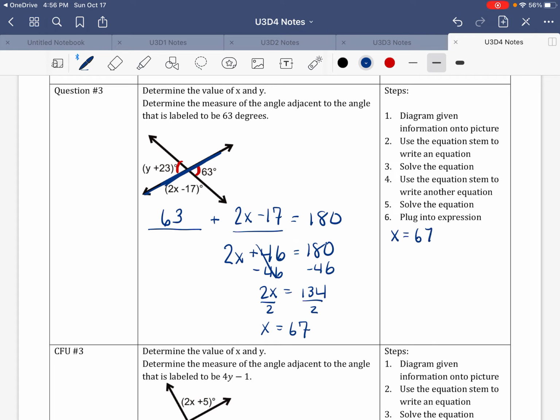Now second, it asks for us to solve for y. And here we have our vertical angles. We know that they're opposite each other, so we can use our first equation stem. So we're going to do y plus 23 is equal to 63. And again, I can just solve by subtracting 23 from both sides, and I get y is equal to 40.